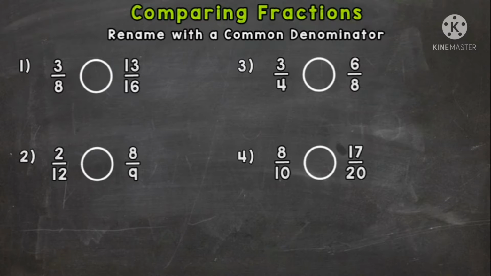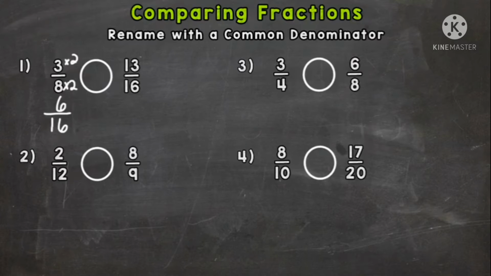We have 3/8 and 13/16. So obviously we don't have a common denominator there, so we need to find one and rename. And the common denominator for an 8 and a 16 is 16. So let's rename this first fraction, and I'm going to do it underneath there where I wrote that 16. Well, I know 8 times 2 will give me 16. So in order to find an equivalent fraction, we need to do the same thing to the top. So 3 times 2 is going to give me 6.